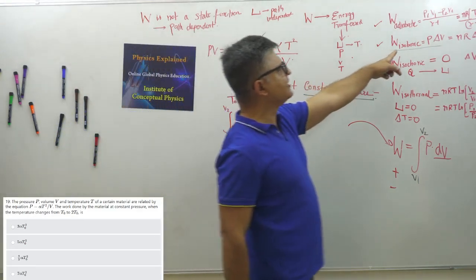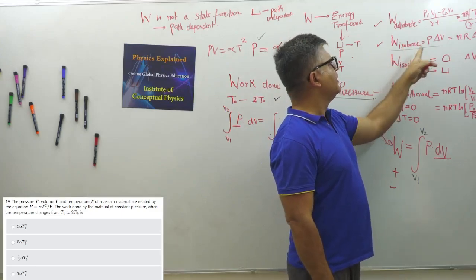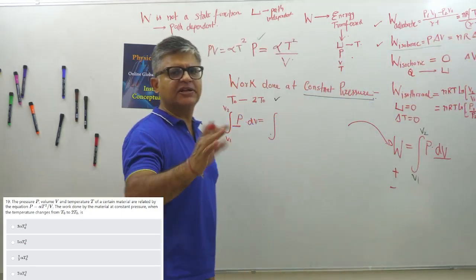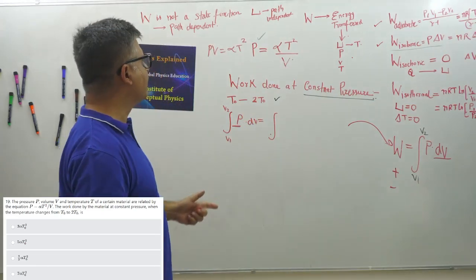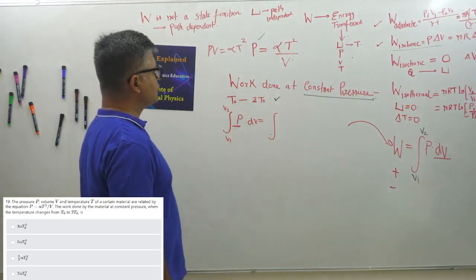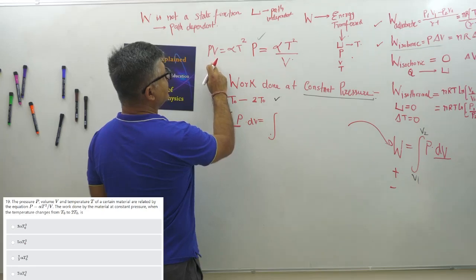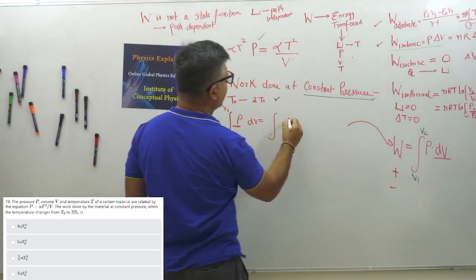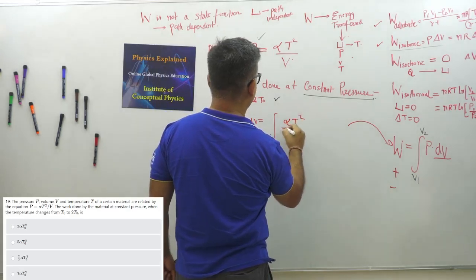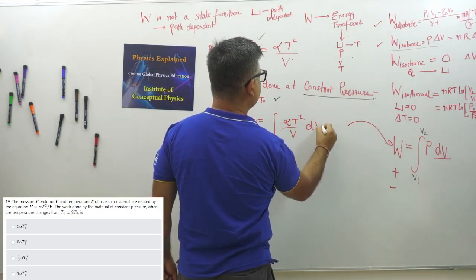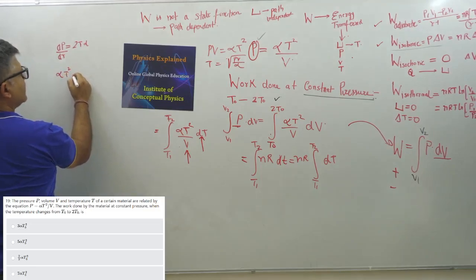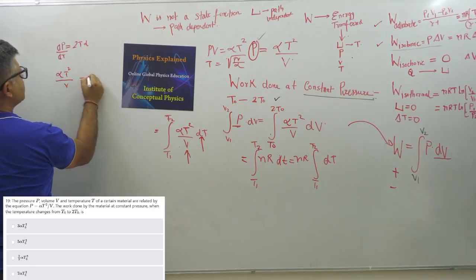You can see for the isobaric process, it's P delta V or nR delta T. Change in temperature and change in volume. But there are two ways you can write an isobaric process, right? So I can write this as P is equal to alpha T square by V. I can substitute the value as alpha T square by V into dV. The constant, so alpha T square upon V is equal to P.